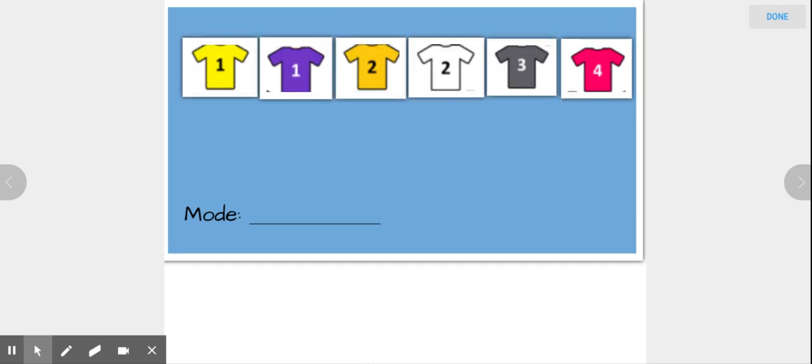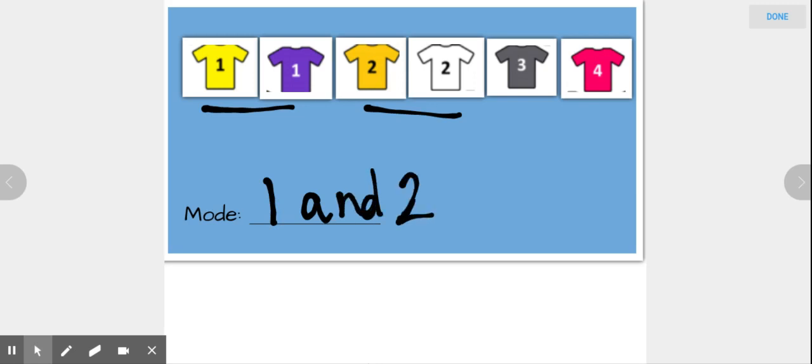Now let's say that I took away the ones and I had 1 and 1 and 2 and 2 showing up the same amount of times. I can have two modes. The mode is 1 and 2. As long as they all show up the same amount of times, it is possible for me to have more than one mode.